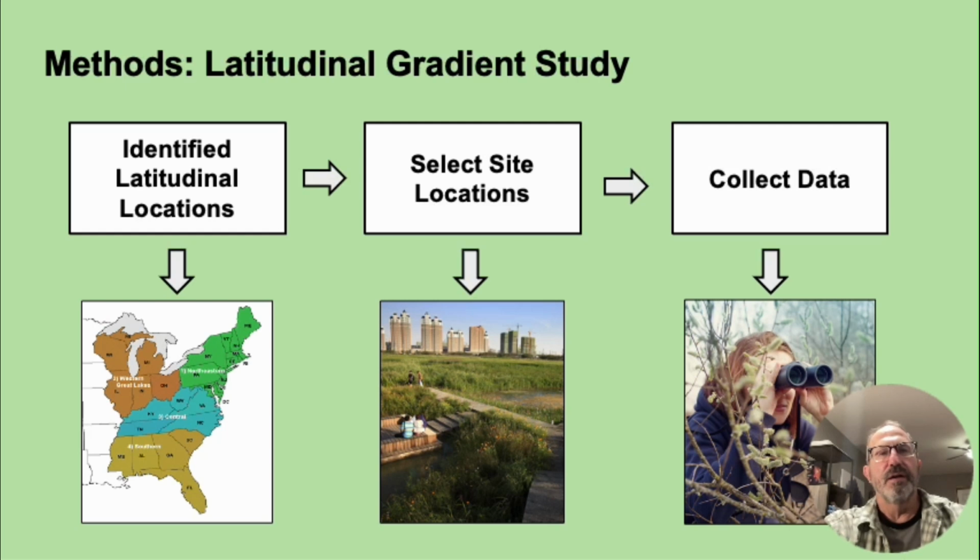Thank you, Daniel. When we got together and discussed what type of a study we were going to do, we came to the realization that based on our locations in the United States, we aligned perfectly to do a latitudinal gradient study. So we followed the following methodology. First, we identified our latitudinal locations. Second, we selected sites, both urban and wetland. And then third, we collected data.